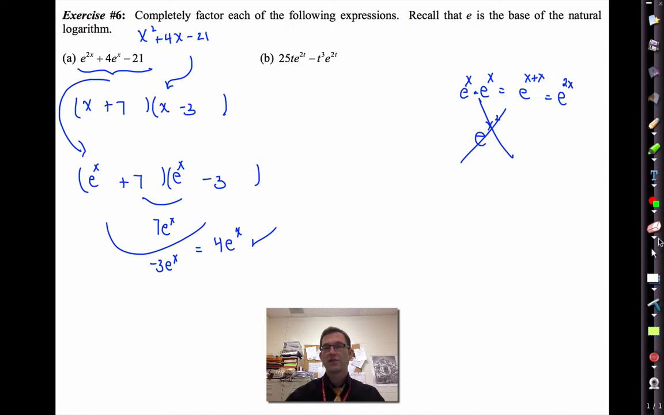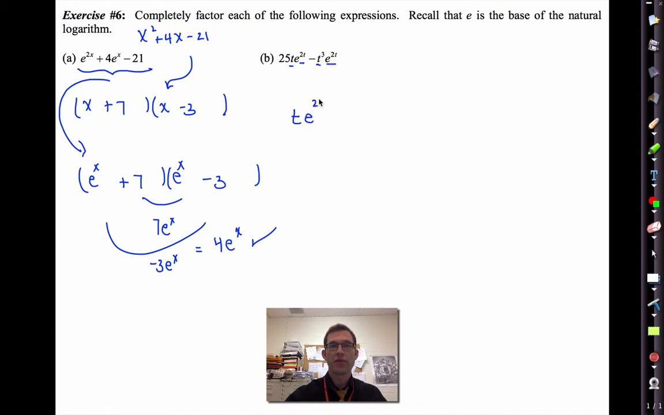I'm going to erase this. I have more room over here. Now, in this last problem, we can actually do some GCF factoring. There's definitely a t that I can pull out of both of these, and there's definitely an e to the 2t I can pull out of both of them.